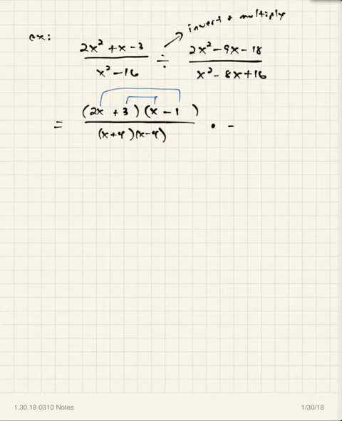And then we change the operation to multiplication. We invert the next fraction. So the x squared minus 8x plus 16 is in the numerator. That is actually a perfect square trinomial, and it factors as x minus 4 squared. If you wrote x minus 4 times x minus 4, that would be wonderful. I wouldn't have a problem with that at all.